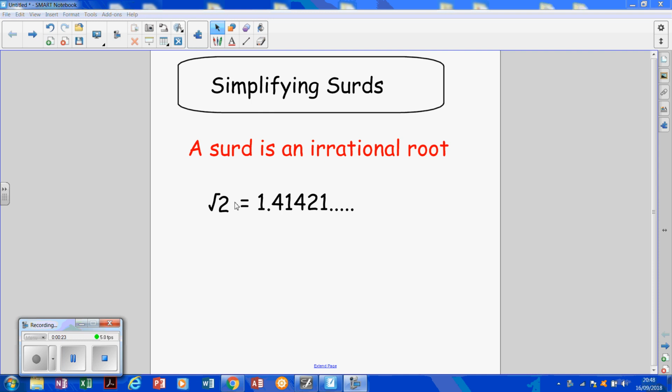Now, if we leave the answer as the square root of 2, that's a surd, it means that's the exact answer. This answer has been rounded, it's not exact. So it's a way of expressing answers in an exact form.